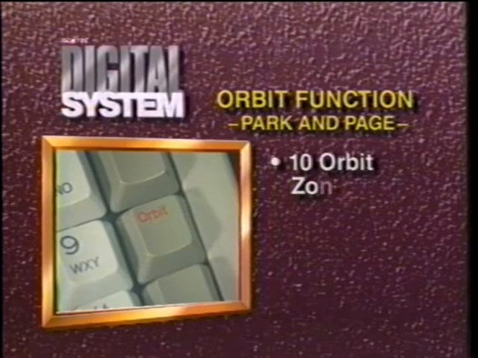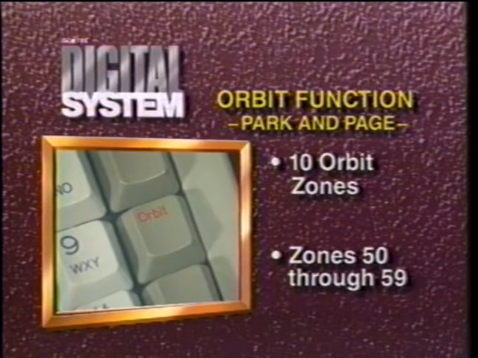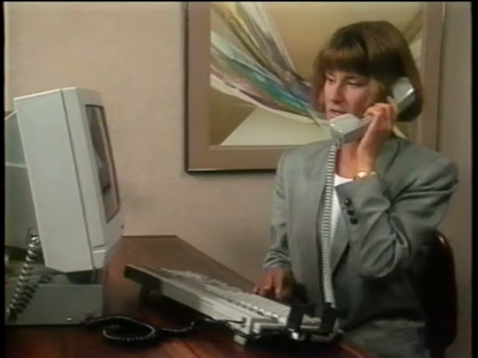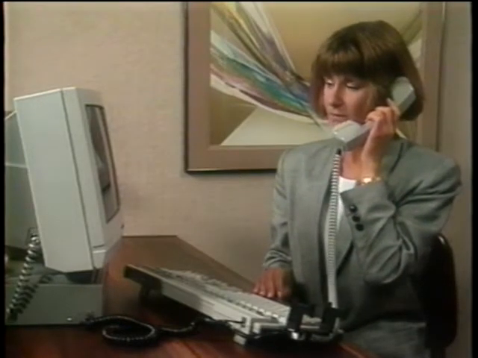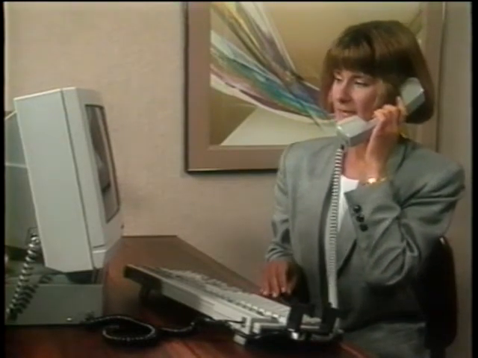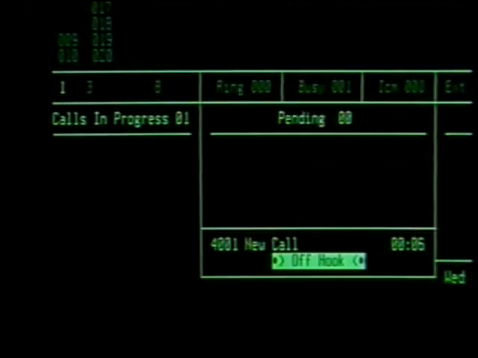10 orbit zones are available for parking calls awaiting pickup. They're numbered 50 through 59. Putting the call in orbit allows you to put the call in a parking zone where it can wait for pickup from any extension on the system. To access the orbit function with the current call, touch the orbit key. That's it. The system automatically assigns the call to a free orbit zone.